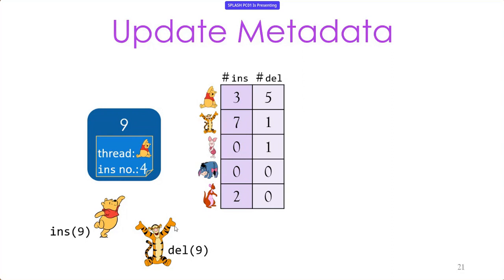Now, the key point in using this form of metadata is that it's going to be very easy for Tigger to determine whether the insertion by Pooh is already reflected in the metadata or not. All Tigger needs to do is access the insertion counter of Pooh and check its value. If the value is smaller than 4, it means that the insertion is not yet reflected in the metadata. And if it's 4 or more, it means that the insertion is already reflected in the metadata and Tigger can simply resume his deletion.